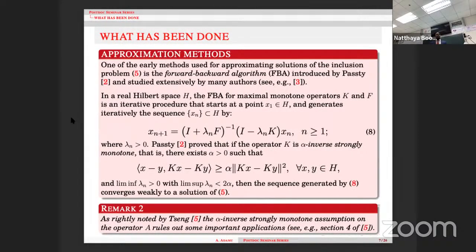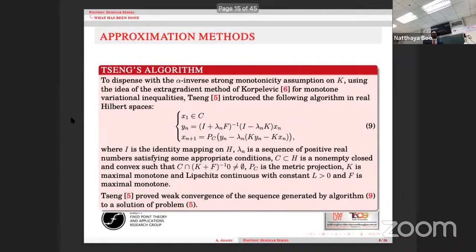Tseng noted that this requirement on the operator K rules out some important classes of operators in applications. To dispense with the alpha inverse strong monotonicity assumption on K, using the idea of the extragradient method of Korpelevich for monotone variational inequalities, Tseng introduced algorithm 9 in the setting of real Hilbert spaces. Under the assumption that F is maximal monotone and K is monotone and Lipschitz, Tseng proved weak convergence of the sequence generated by algorithm 9 to a solution of the inclusion problem 5.